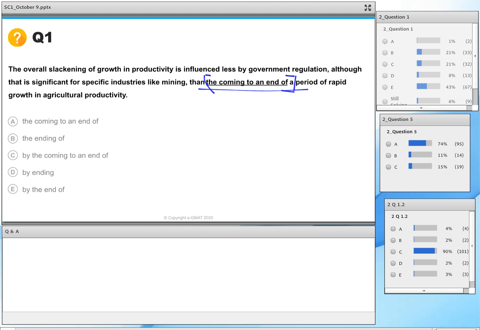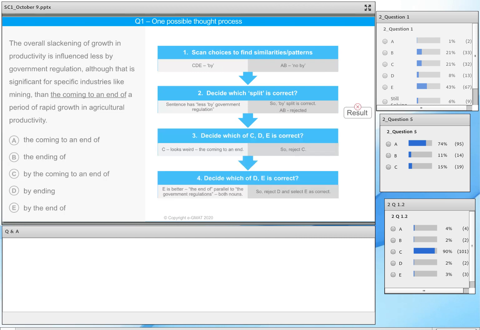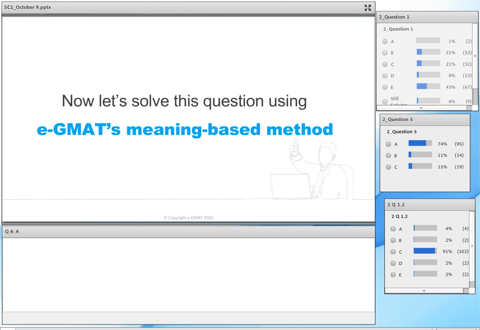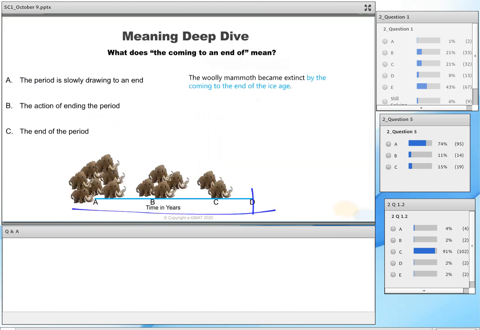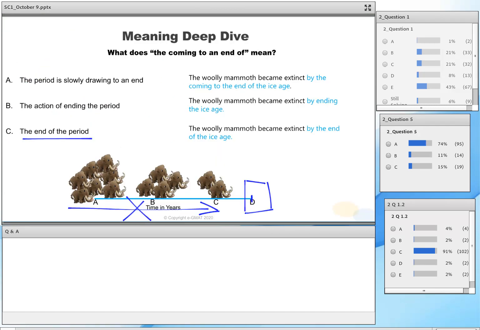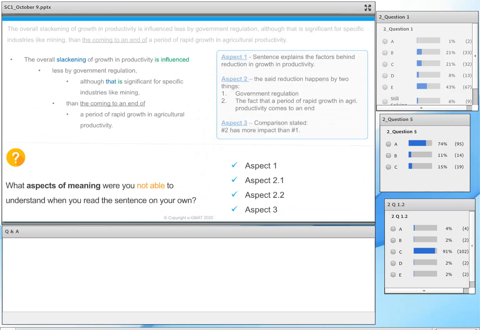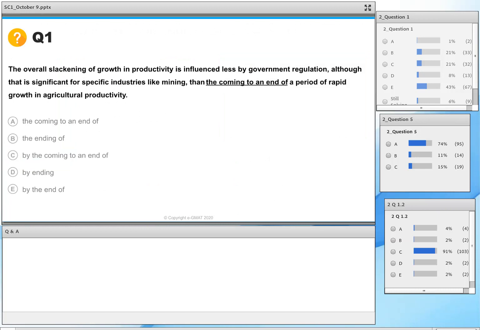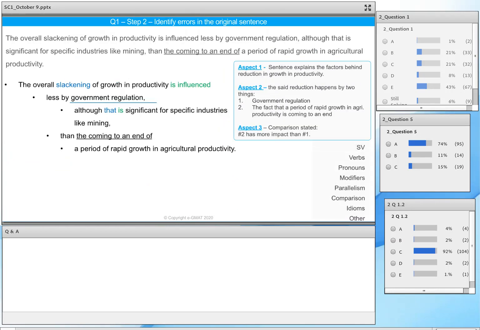All right. And so now if we take a look at the answer choices, because now we have understood the meaning of the sentence very well, we understand what the coming to an end of means. Now we will take a look at the sentence to find out the grammatical error. When we scan the sentence for the grammar, we understand that, of course, we are using an idiom, less by government regulation than it should be by the coming to an end of, right? It should be by. So that by is missing.